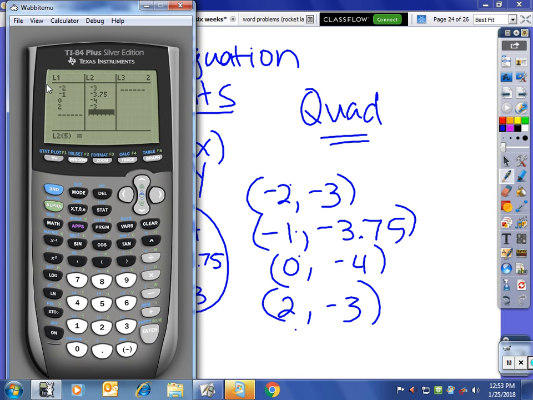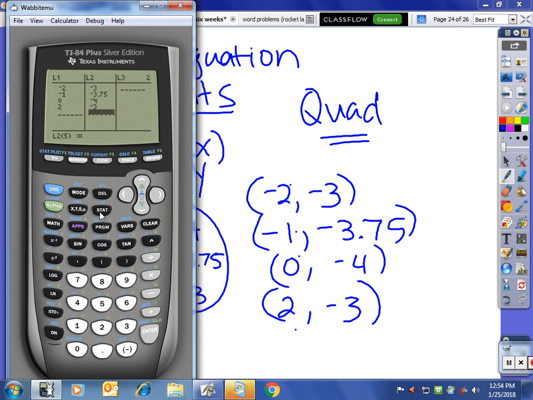Always stop right here and double check yourself. Some kids accidentally leave off an X or a Y number, and it's going to tell you error when you try to get an equation or anything else. Especially that last one, because you got to hit enter. You got to hit the last Y value you put in, and then hit enter. So double check yourself. -2, -3, -1, -3.75, 0, -4, 2, -3. So I'm good to go. I've got all my points.